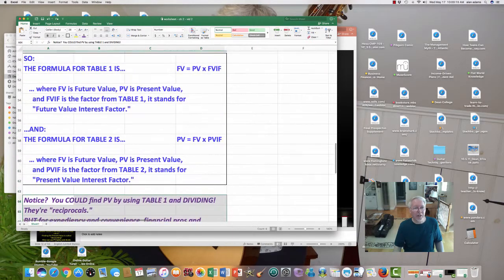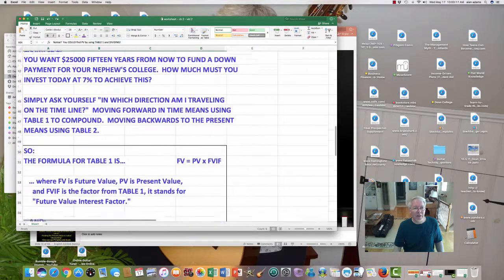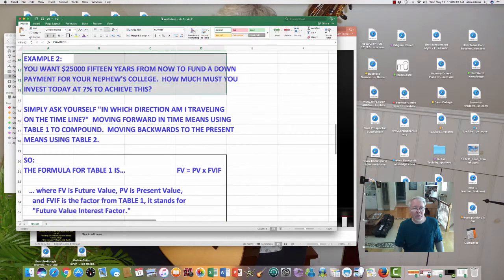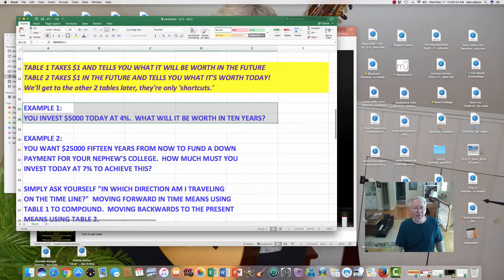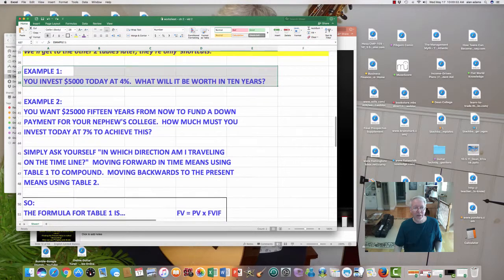So now, let's deal with this problem. That's example 2. Example 1, you have $5 today, you win a lottery or something, and you want to invest it at 4%, you can lock that rate in. How much will you have in 10 years? Oh, that couldn't be easier.